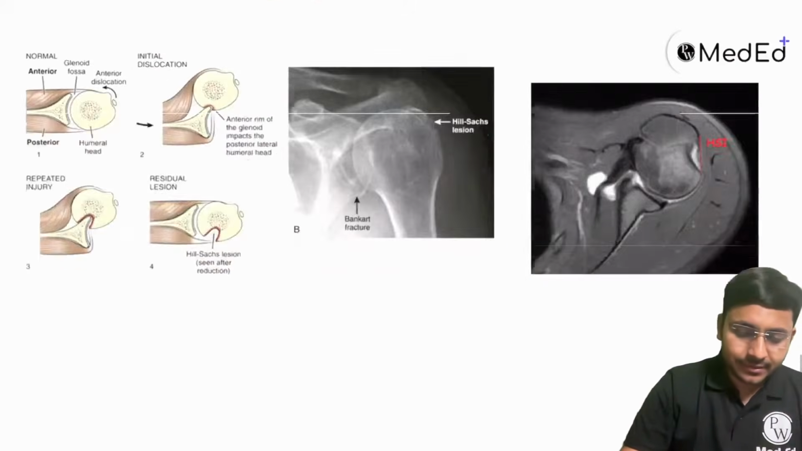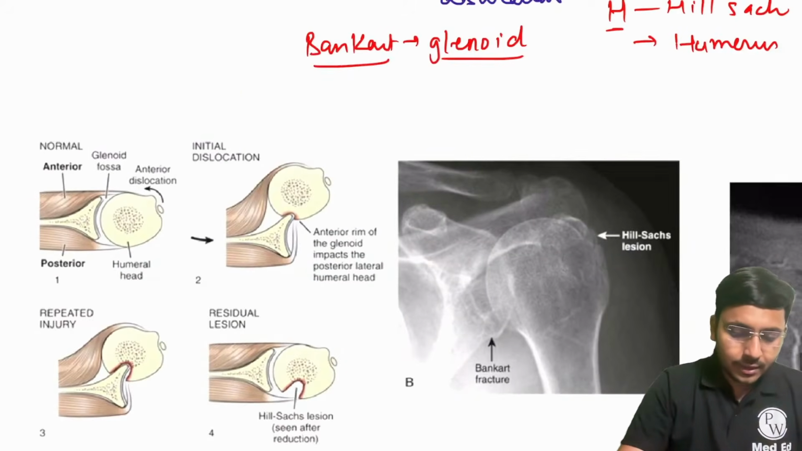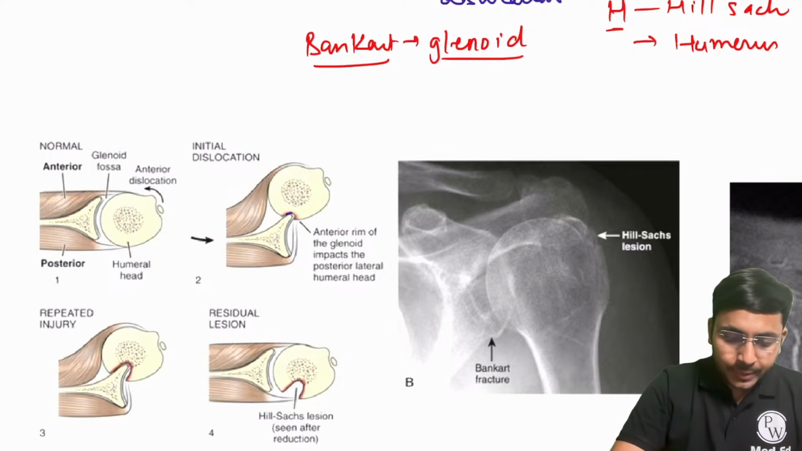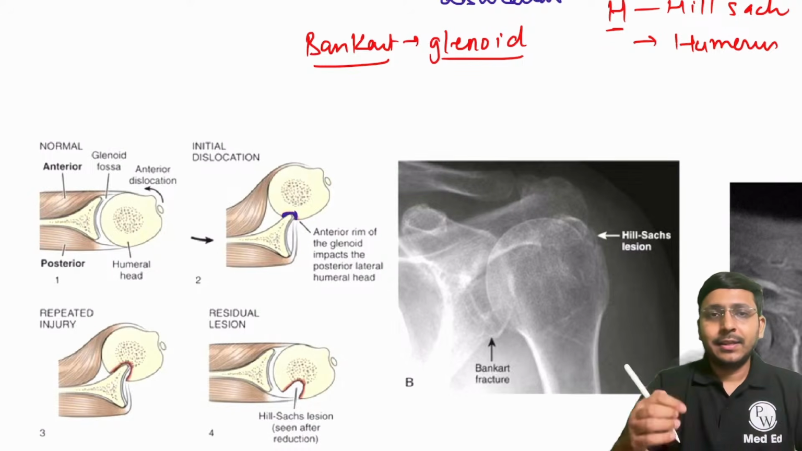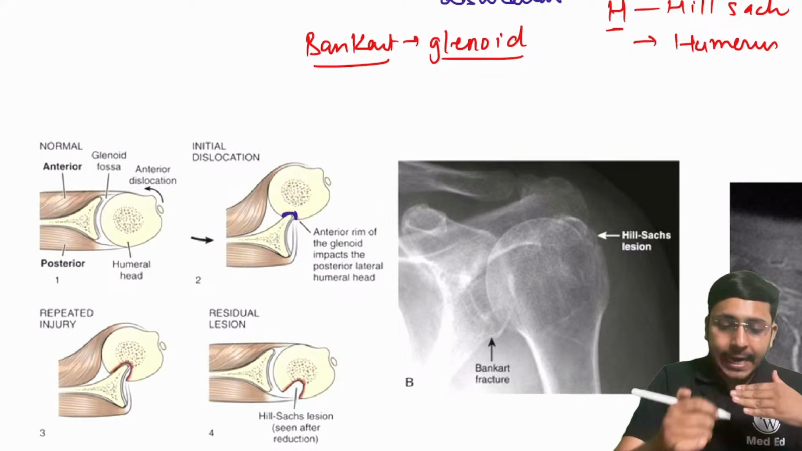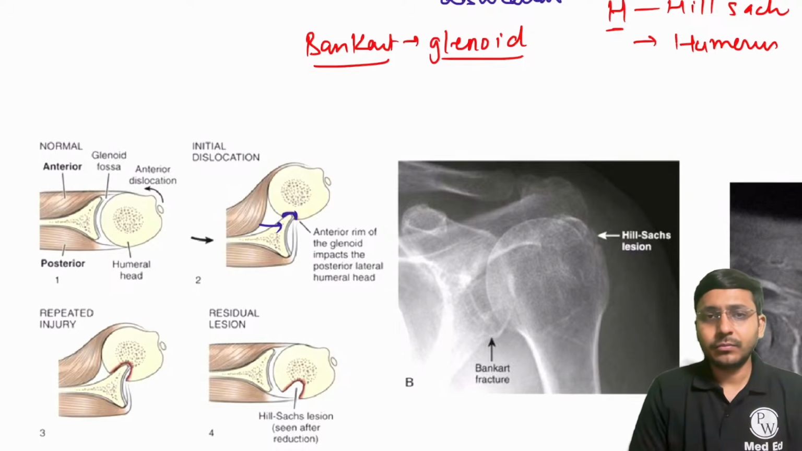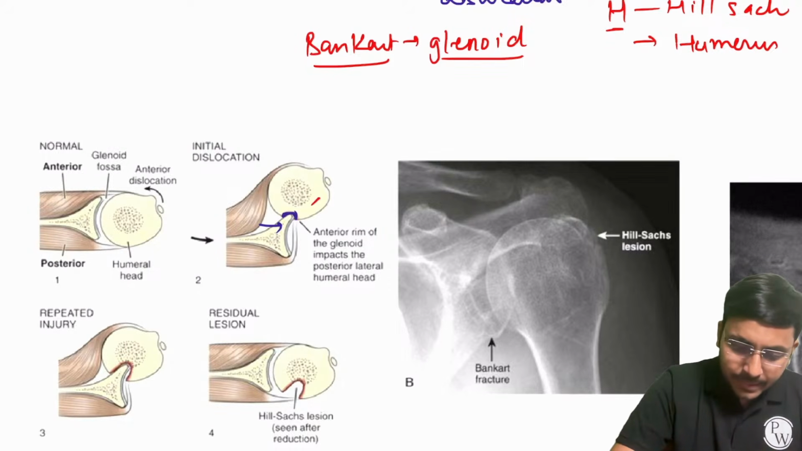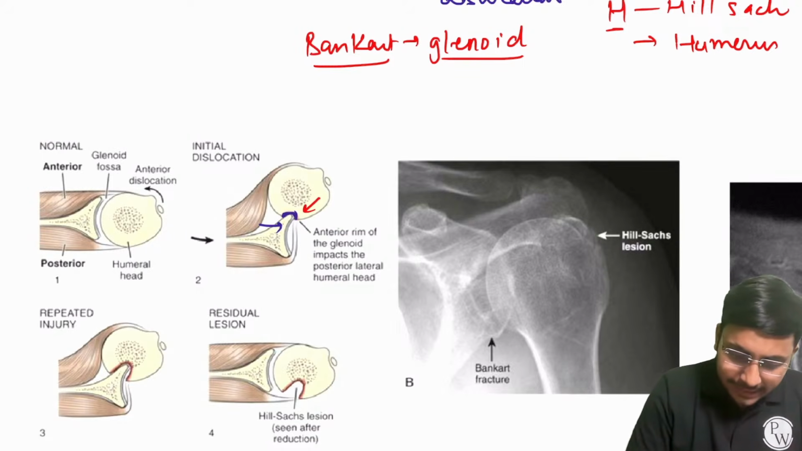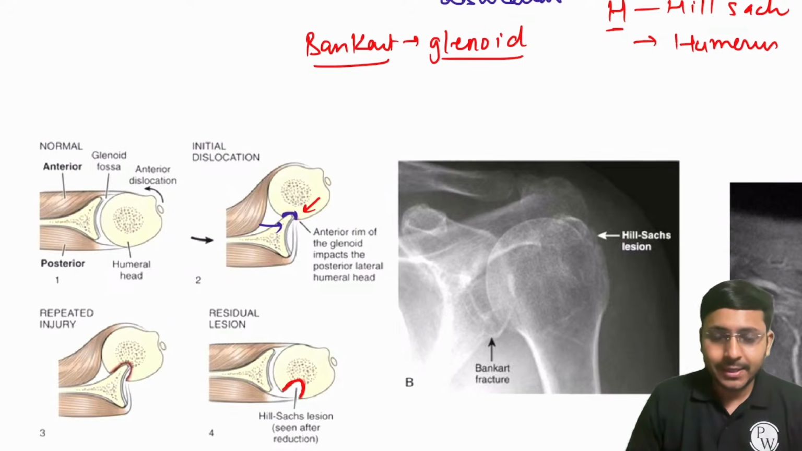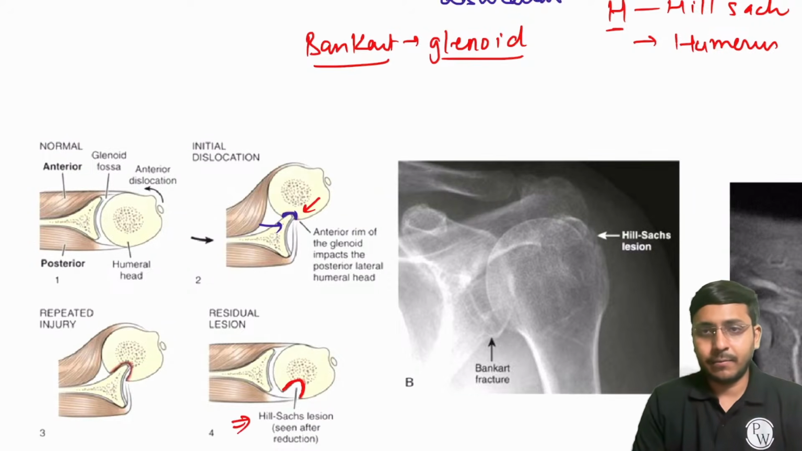Right? So look at this image. When the shoulder undergoes an anterior dislocation, the posterior superior part of the humerus touches or hits the anterior part of the glenoid. So the lesion on the humerus will be on the posterior aspect, and this defect on the posterior superior aspect of the humerus is known as Hill-Sachs lesion.